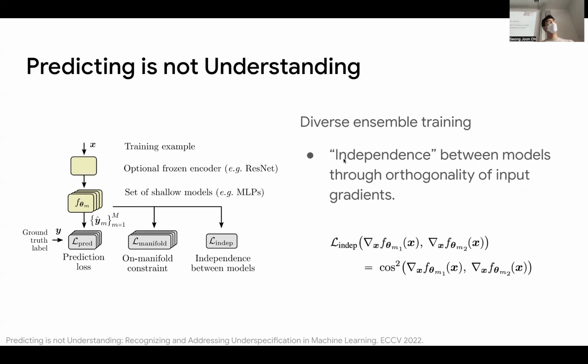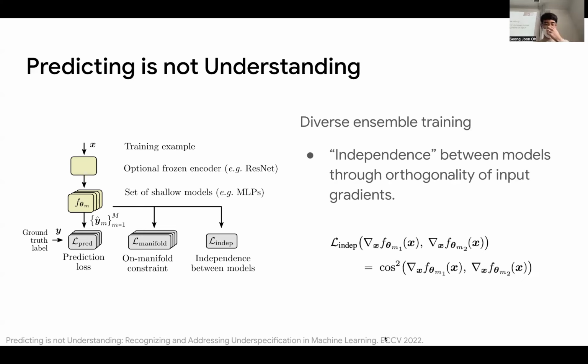The question is, how do we encode difference between two different models? Because if there's a way to measure it in a differentiable way, then using deep learning, we can optimize for it. So as in other branches of deep learning, we first need to come up with a differentiable measure of what we want to measure. And here, what we are measuring is the orthogonality of input gradients.